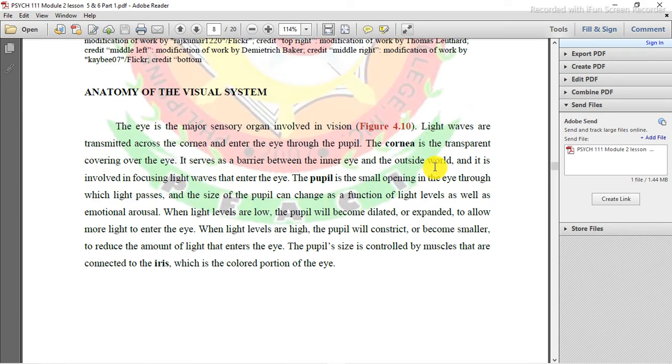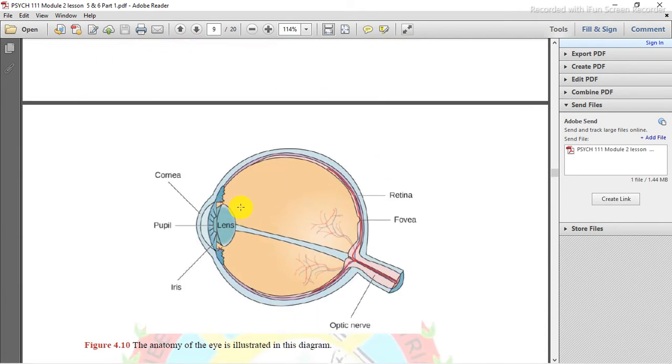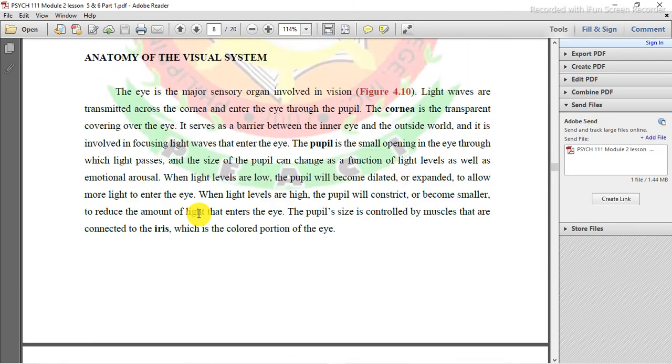The next part, the cornea, is the transparent covering of the eye. It serves as a barrier between the inner eye and the outside. So, yung cornea natin, ito yung parang barrier. It serves as a barrier from the inner and from the outer part. Okay, yung cornea natin.